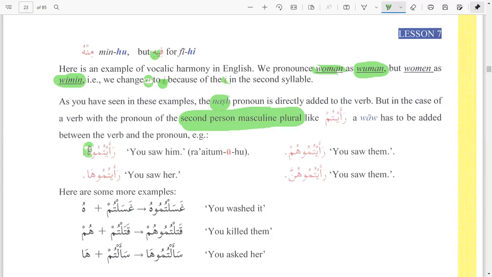Who is mansoob here? And it is maf'ul bihi. Ra'aytumuhu. You saw him. So what we did, we added an extra vowel and we give dhamma to the meme. Ra'aytumuhu, ra'aytumuha, you saw her. You is here second person masculine plural.